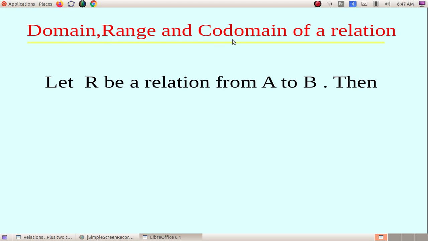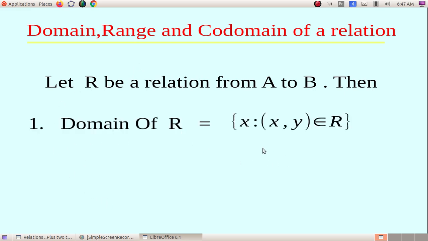What is codomain? Codomain is very simple. If the relation R is from A to B, then B is called the codomain of the relation. Okay, let me write these things in set builder form. Domain of R equals the set of all x such that (x,y) belongs to R. (x,y) is an ordered pair and x is its first component. Set of all first components in a relation is called the domain. Set of all first components, or x, are called the domain of R.